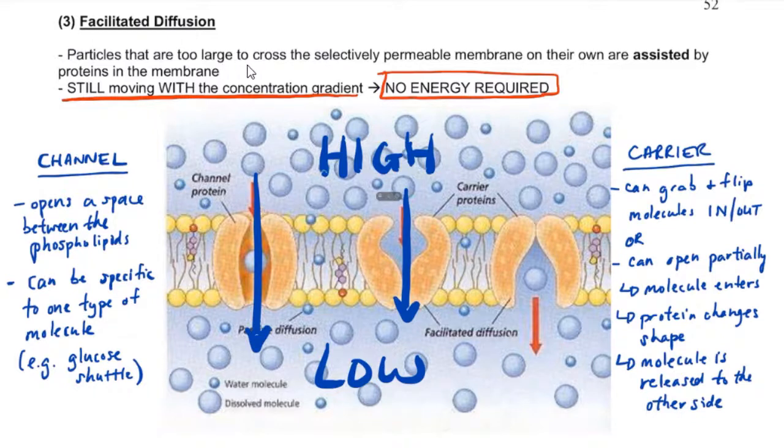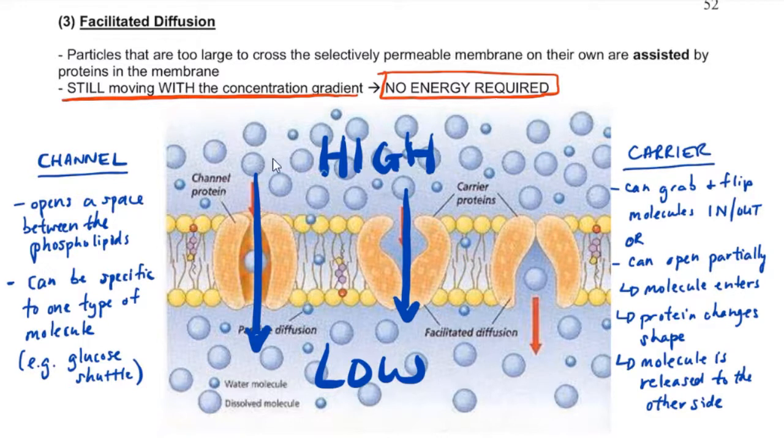So the particles are too large to cross the selectively permeable membrane and are assisted by these proteins. And again, still moving with the concentration gradient. I still have to have more of them on the one side than the other. I'm still moving from high concentration to low concentration. And there's still no energy required. That's really key. This is still a passive process. Any description of diffusion must be passive.